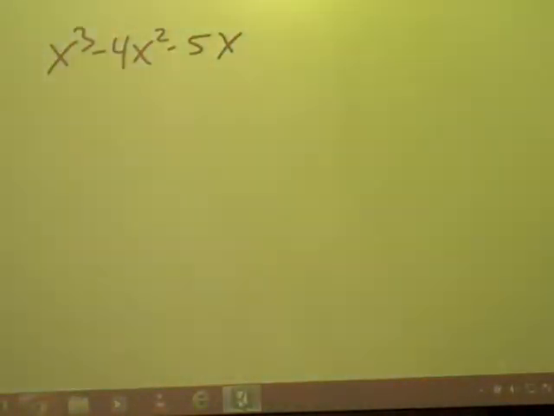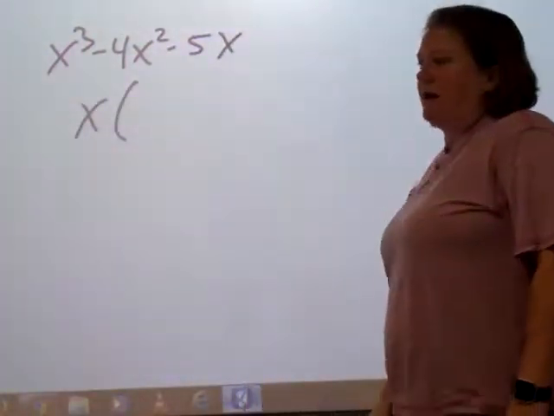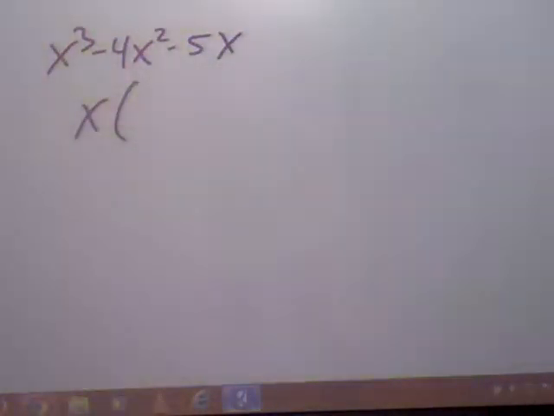Anytime you're told to factor, the first thing to check for is a GCF, a greatest common factor, something that all the terms have in common. Do all of these have something in common? An x. Good, Chrislyn. All of them have an x in common, right? So to factor that, we're going to put an x and divide all of those terms by x.